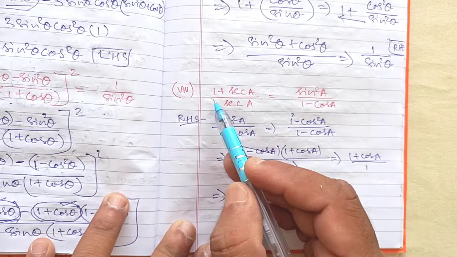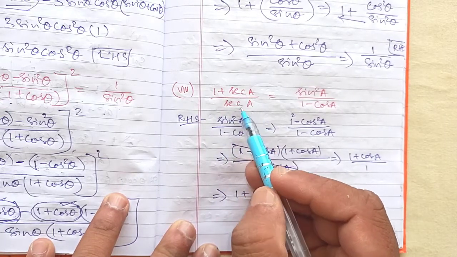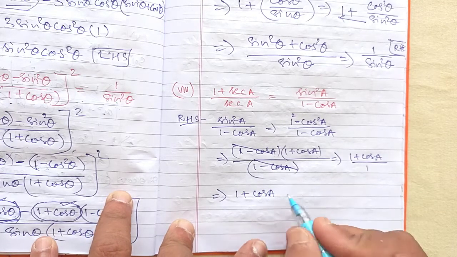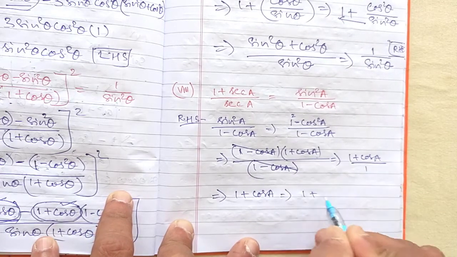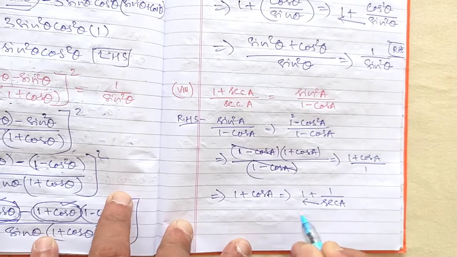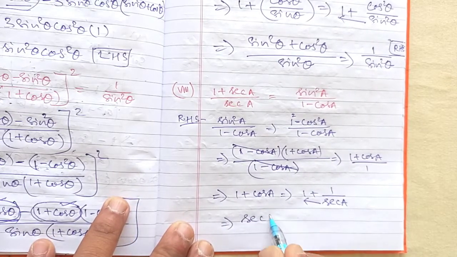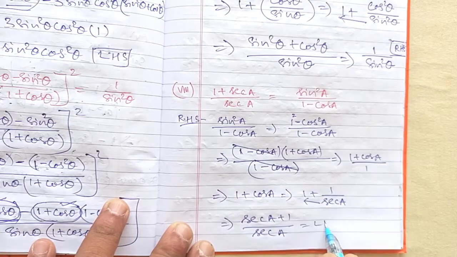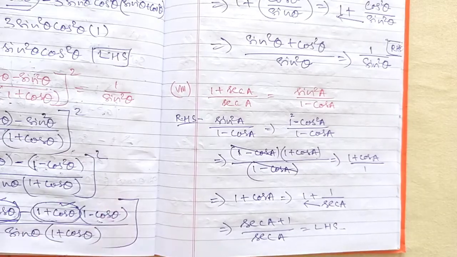But what is our LHS? LHS is in terms of sec, and we got the last line in terms of cos. So we will convert cos theta into sec theta. So cos a is 1 by sec a. Multiply sec a here. You will get sec a plus 1 divided by sec a. This is your LHS.